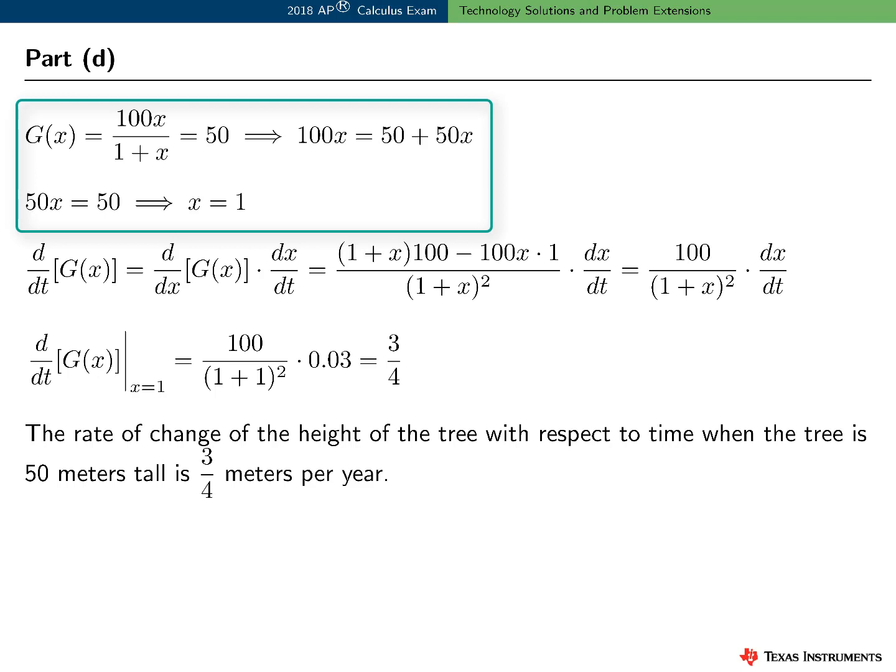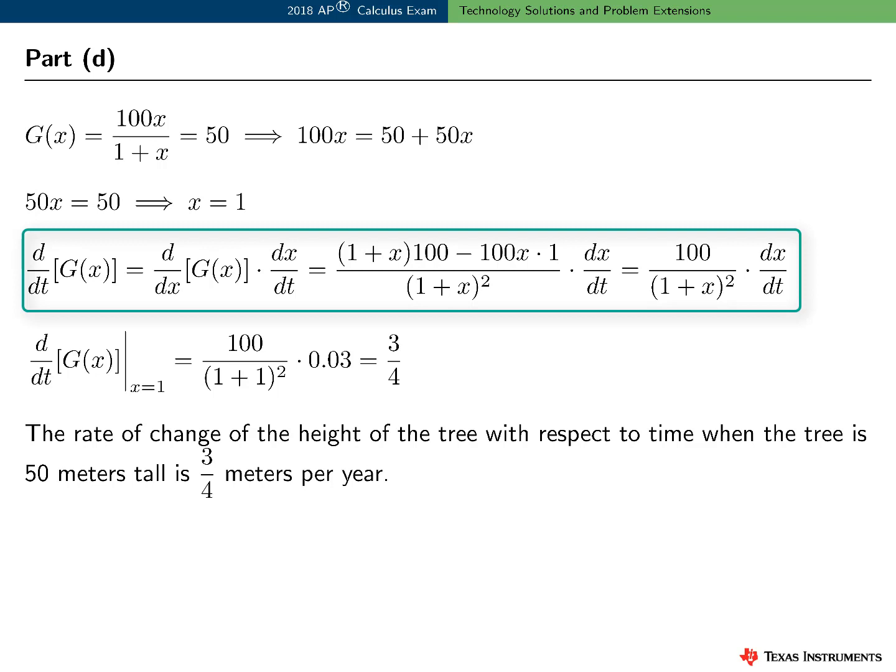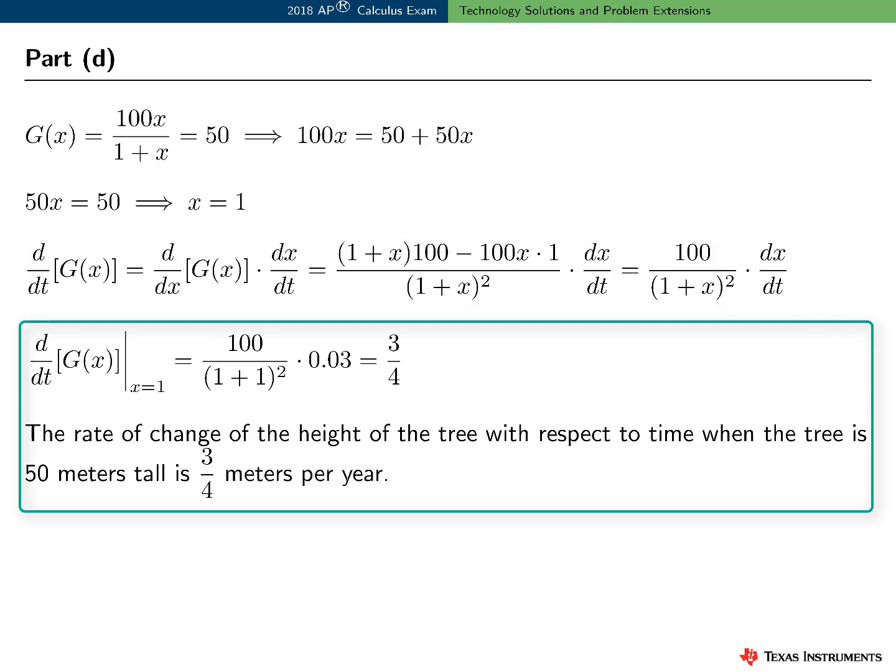To solve part D of this free response question, we first need to determine the diameter of the tree when the height is 50. So we set capital G of x equal to 50 and solve for x. Then take the derivative of g with respect to t, interpreting x as a function of t. So we need to use the quotient rule and the chain rule. Finally, we evaluate the derivative dg dt at x equal 1.